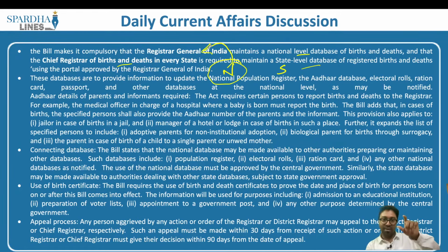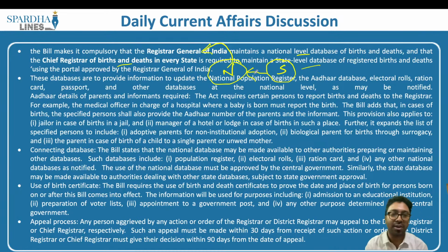So at the national level, we will have the Registrar General of India who will maintain this particular database, and at the state level, we will have the Chief Registrar of Births and Deaths in every state. They will have their own databases, and the data collected from the states will also be taken up by the Registrar General of India. So the states will have their own independent databases. The national body will take this data and also put it in the larger database.